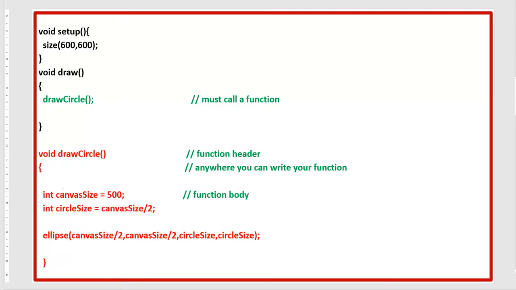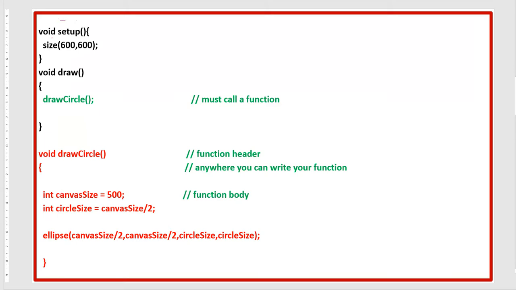This function, if you want, you can write down at the top of your program. If you want, you can write down between void setup and void draw. Here you can write it down, but it is much better if you write it down at the end. It will be in sequence, because void setup will be first, void draw second, and this is the third. But wherever you want, you can write down your function.